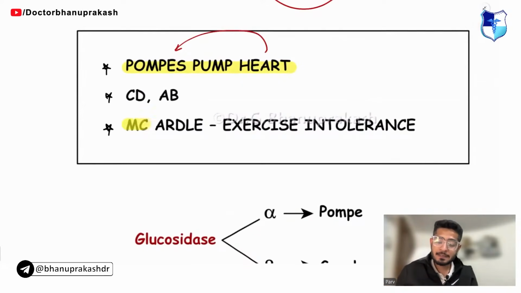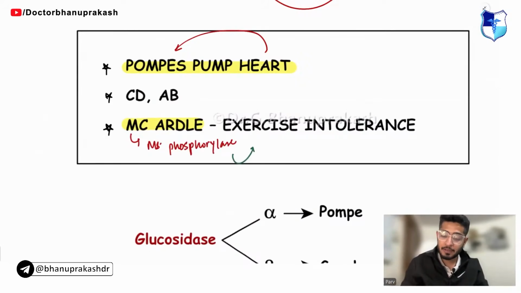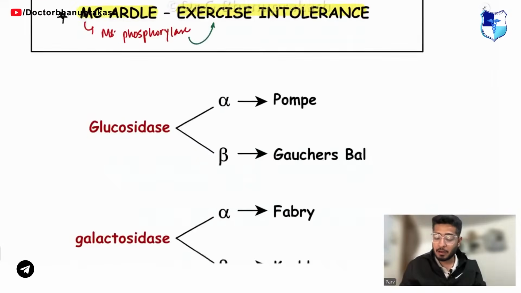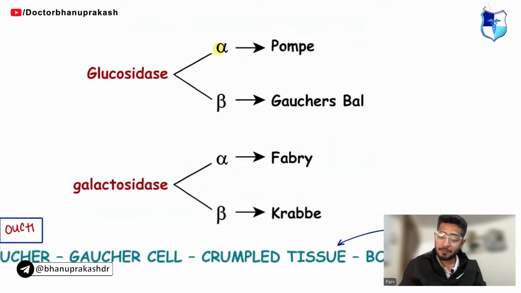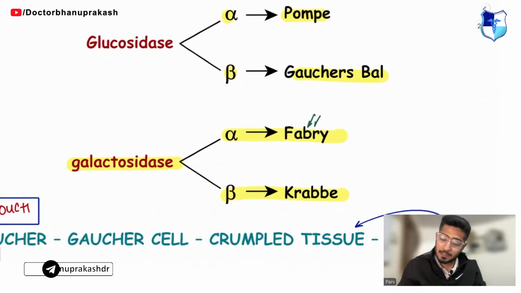And McArdle's, since it has a muscle phosphorylase deficiency, the problem will be clearly seen when you exercise. If you exercise, there will be exercise intolerance in McArdle's. So glucosidase: alpha is Pompe's, beta is Gaucher's. And galactosidase: alpha is Fabry's and beta is Krabbe's. Please remember, Fabry's has a single B, so it is alpha, and Krabbe's has a double B, so it is beta.